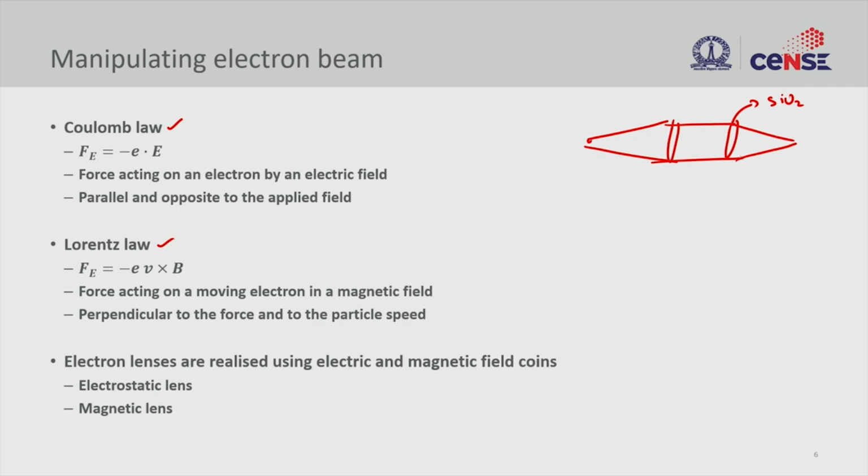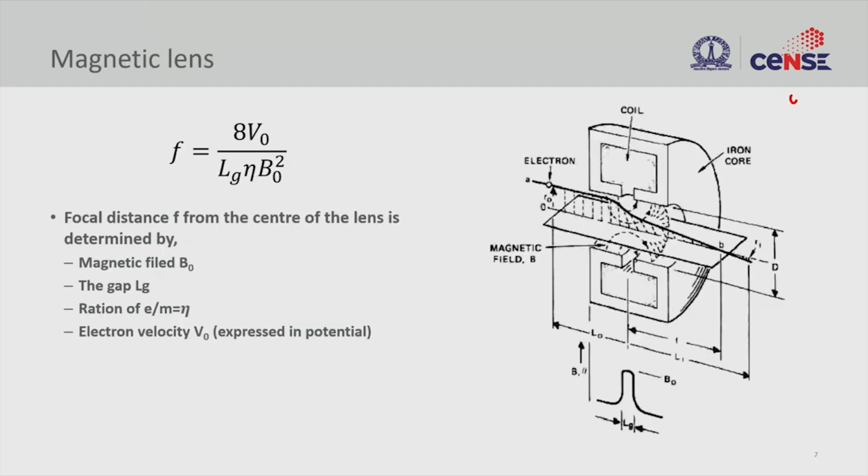So this is how we control the flow of electrons. If you take a magnetic lens, on the right side you can see a very simple cartoon of how we focus an electron beam. This is the gap where you start to make these field lines. Then this is the transverse path, and this is the focal length, from the lens to here. LG is the gap that creates the field B. So B is the field that is generated.